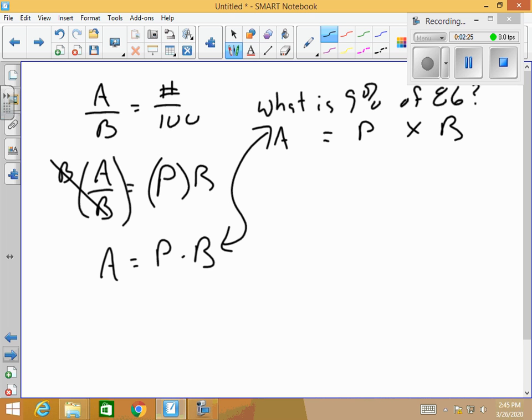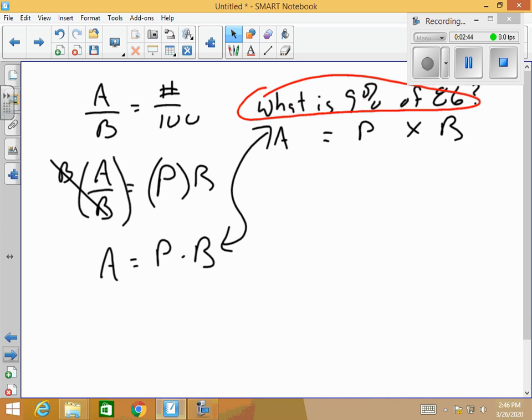When you start doing your homework, please read your directions. I need you to do as the directions state. You need to be fairly proficient in both of these methods. So let's take the problem we just got done doing, 9% of 86, and let's solve it using proportions.